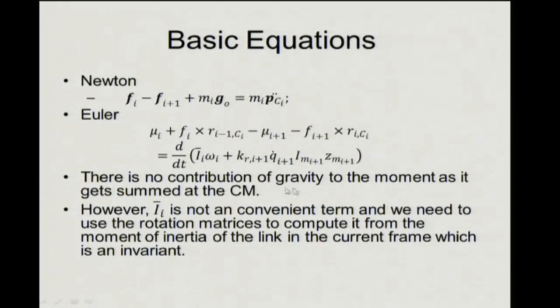So, in the moment equation there is no contribution due to gravity, it is there in the force equation because that is by definition the concept of the center of gravity, okay, and we write the equations about the center of gravity so that this goes to 0. Okay. So, that is the contribution, but written in this form using II bar is not convenient as we have seen for the Euler-Lagrange equation. Okay. Why is it not convenient? Because it will keep on changing and we cannot establish it. So, what is done is you use the moment of inertia of the link in the current frame in which it is invariant and you multiply it with the rotation matrices to convert it into the global frame.